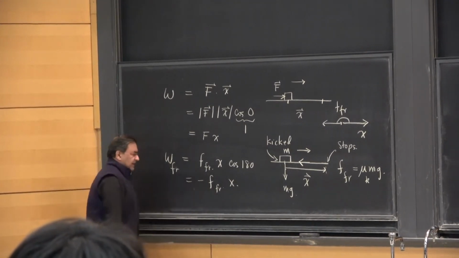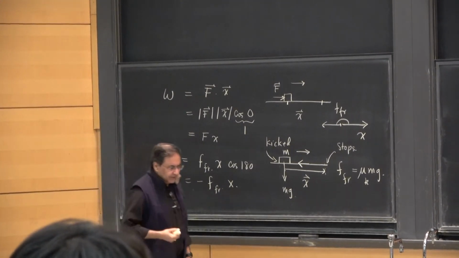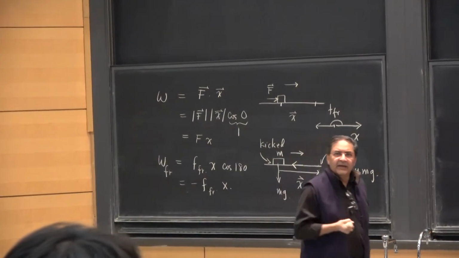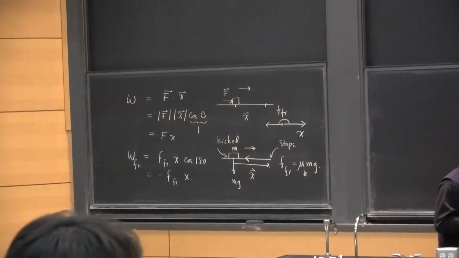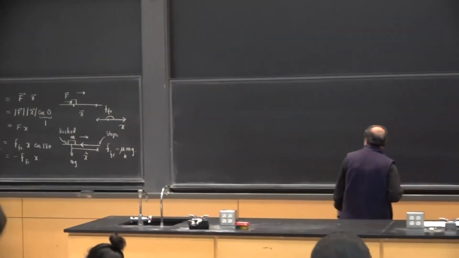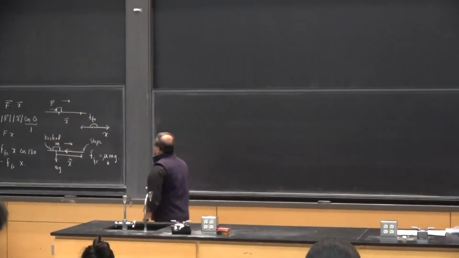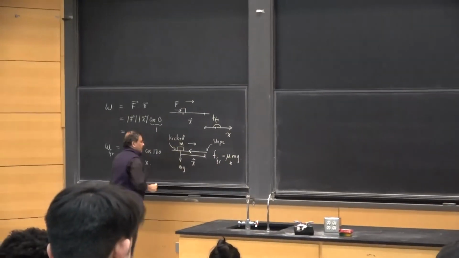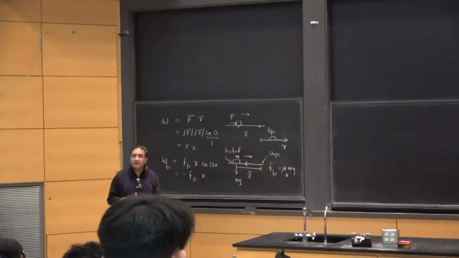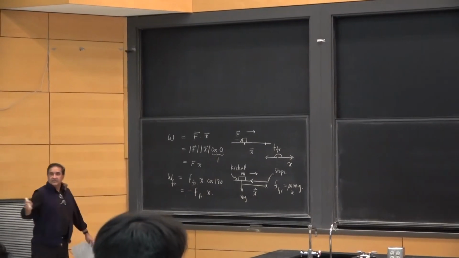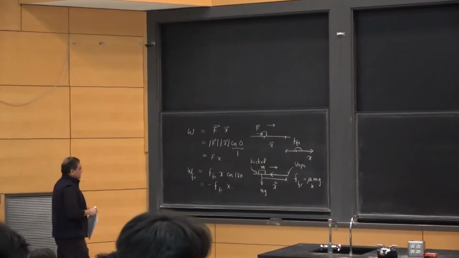So what it means is that the friction takes energy away from the system. That's what it's doing. It's taking energy away from the system. And because of that reason, although you gave it a velocity v, it will eventually stop after moving x. Okay, that's basically what it means.